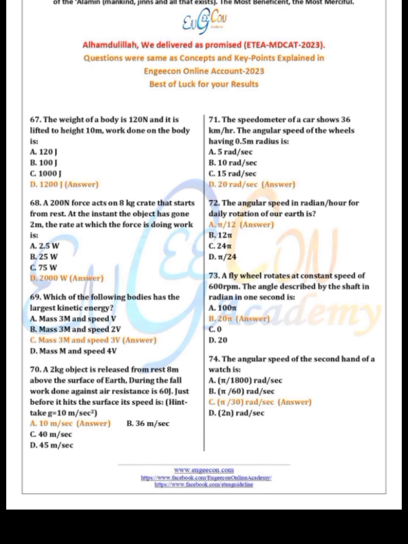72. The angular speed in radian per hour per daily rotation of our earth is what? Pi by 12. 73. A flywheel rotates at a constant speed of 600 rpm. The angle described by the shaft in radian in 1 second will be what? Correct option is 25. 74. The angular speed of the second hand of a watch is, very easy, C. Pi by 30 radian per second is the correct option.